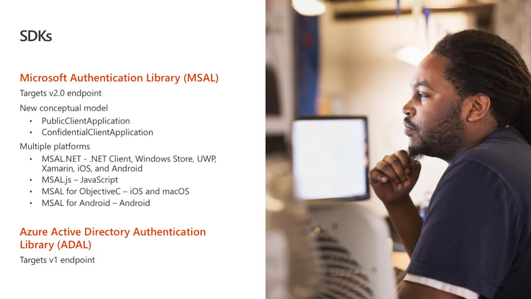So let's talk a little bit about the SDKs, as I mentioned earlier. As there are changes in the protocols between V1 and V2 for Azure AD, it required a change in the SDK to a new conceptual model. We have this thing called a public client application, and that's going to use the registered application ID. You also have a confidential client application that's got a secret. So it's going to be either a client secret, like a password, or an X509 certificate.